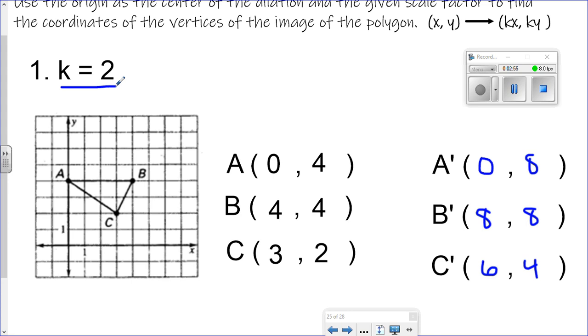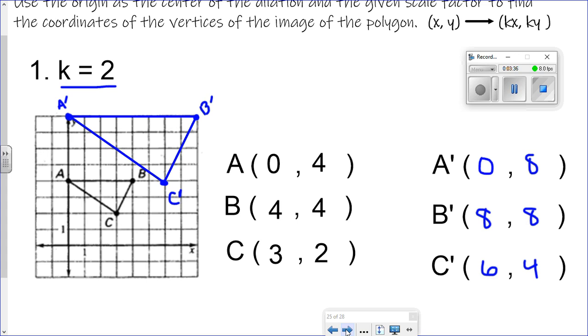So will this be a reduction or an enlargement? This is going to be an enlargement because the K value is greater than 1. So go ahead and now plot these points so you can see that this indeed is an enlargement. So we have now plotted the points and connected them. So here's A prime, B prime, and C prime. And as you can see, the orientation of the triangle is the same, but it is bigger. It does not have the same size, and actually this one is going to be 2 times as big as the pre-image.